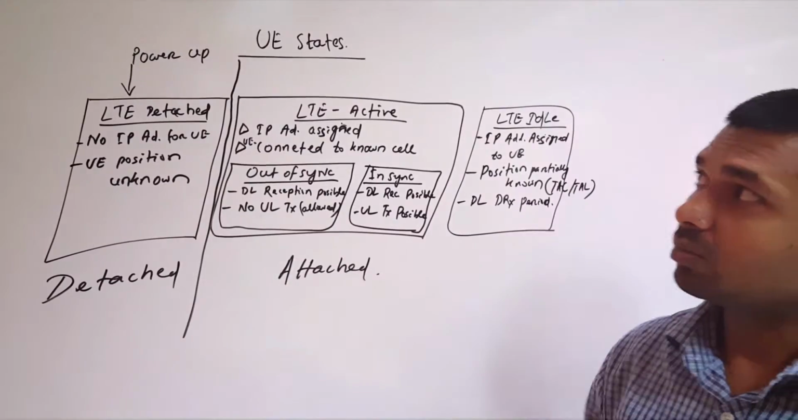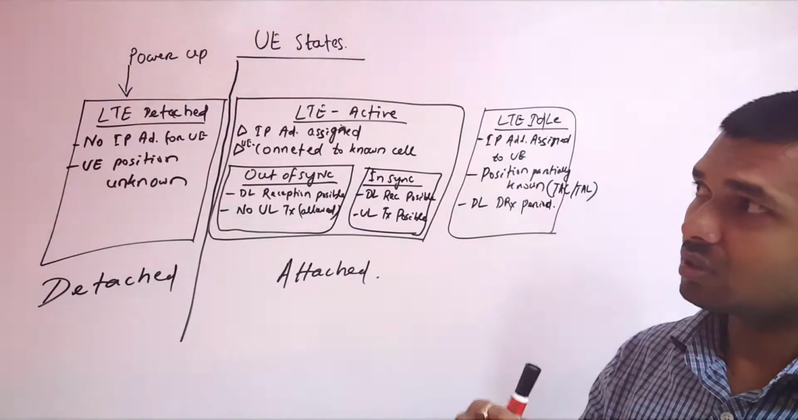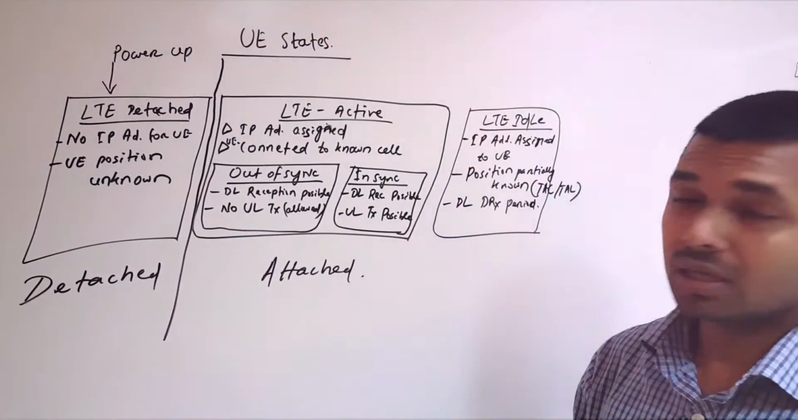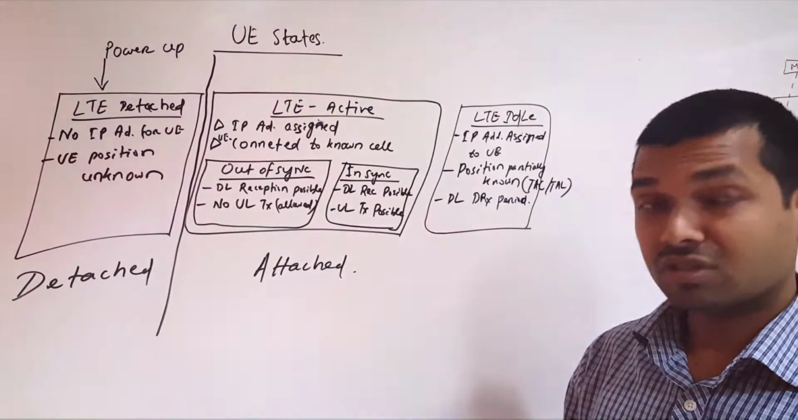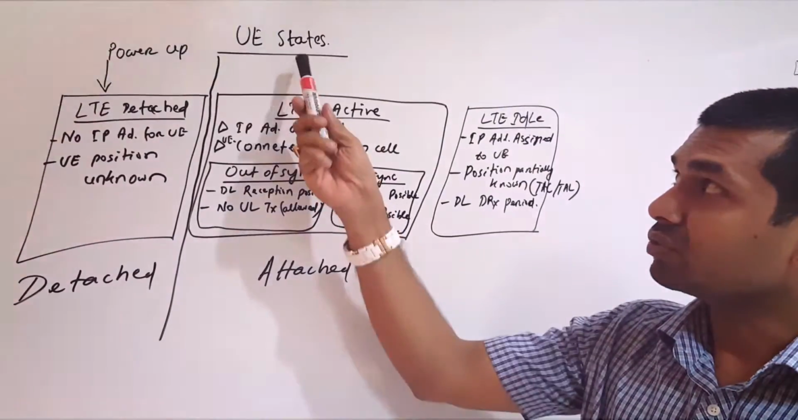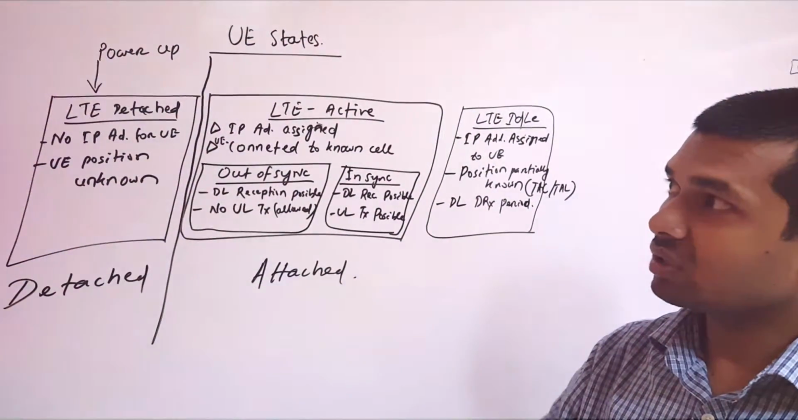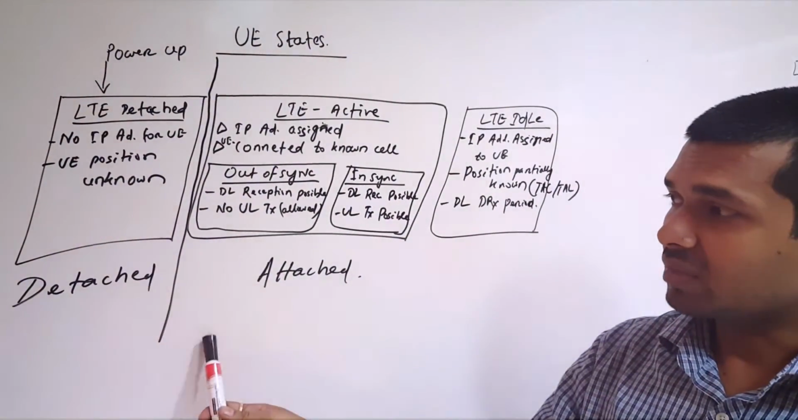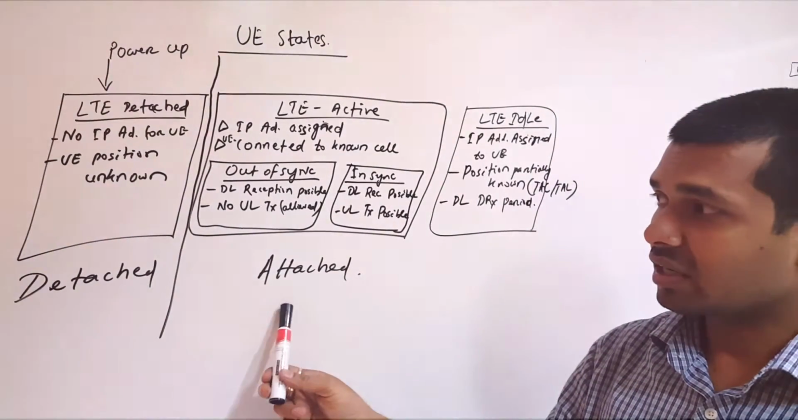Once the mobile is powered on, what happens in the power on procedure and how it gets attached and detached will be differentiated separately. But for the timing, we'll just understand the UE states. So once the mobile is powered on, it is in LTE detached state. Basically we have two states, detached and attached.